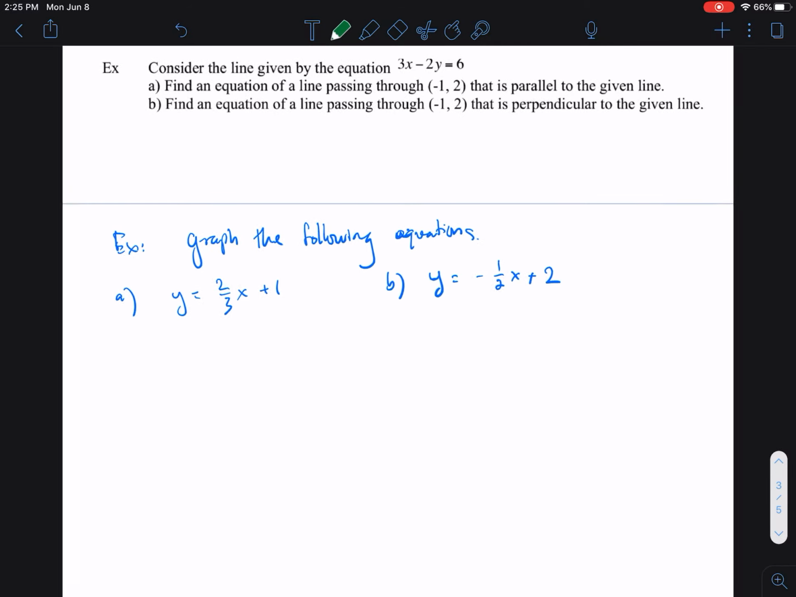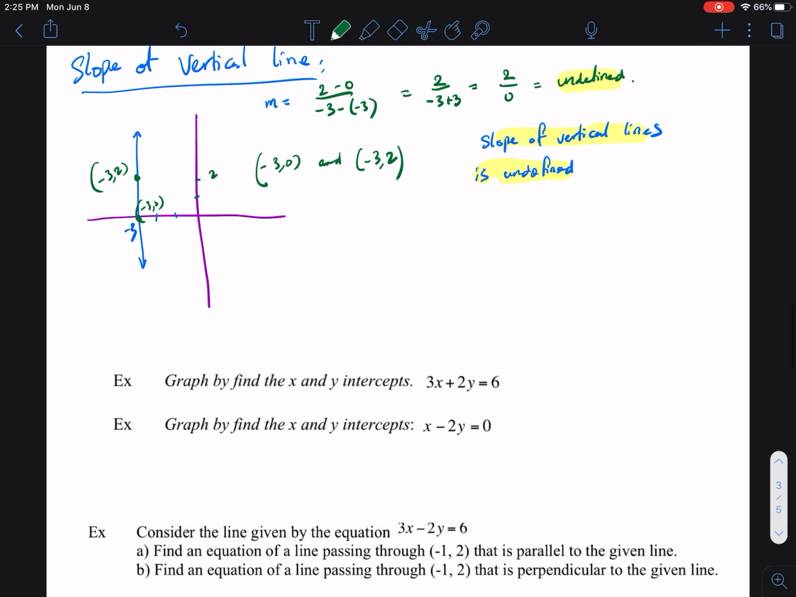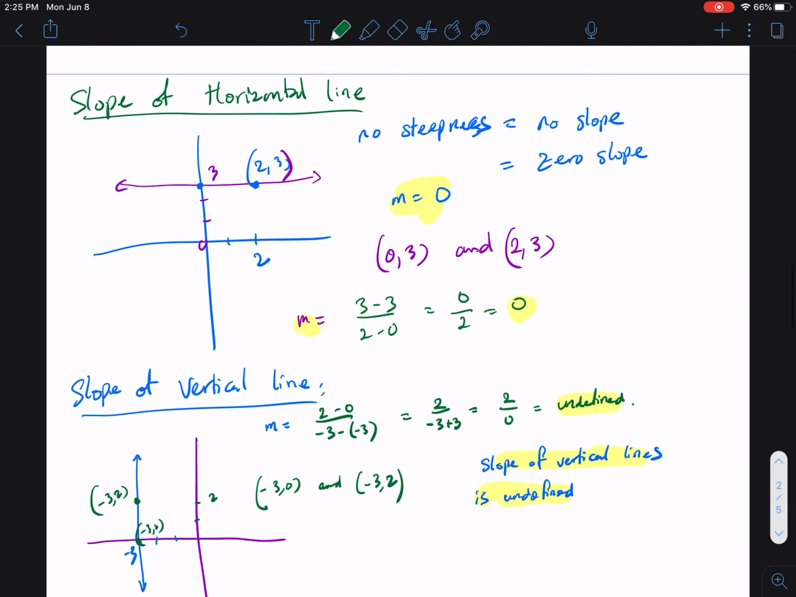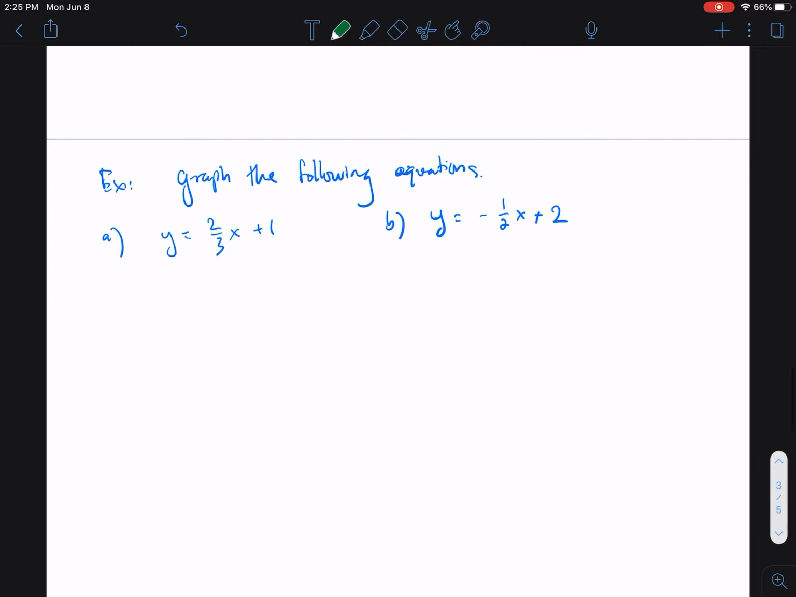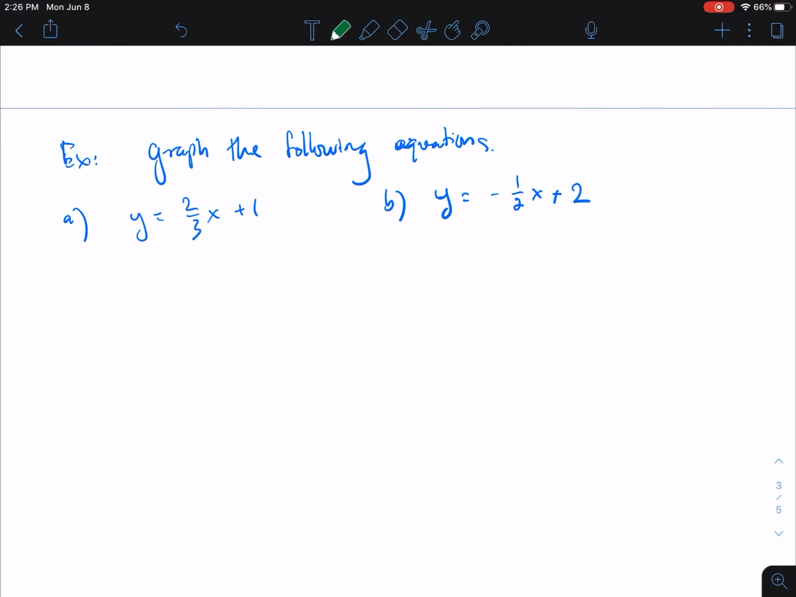Alright, welcome back guys. So in this video here, we're going to do several example graphing. First couple examples, we're going to graph using the slope-intercept form. If the equation of the lines we're given are in this form, we can identify the slope and the y-intercepts, and then we can graph using those two pieces of information.